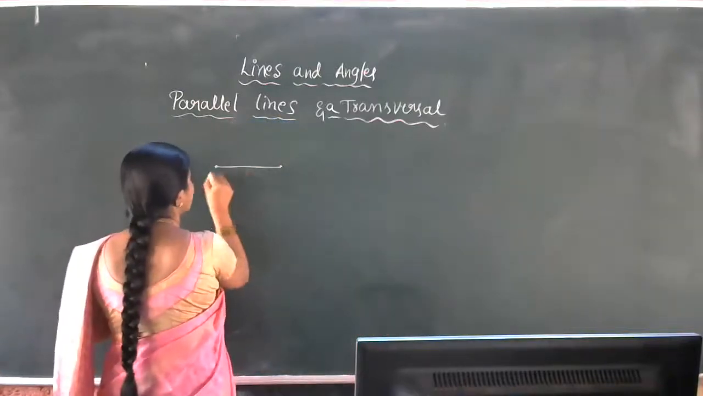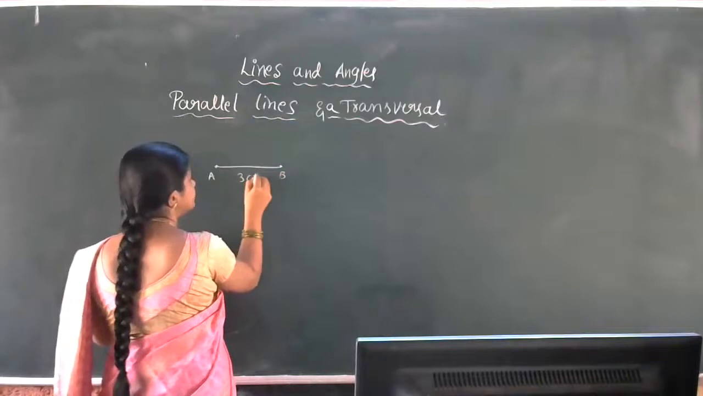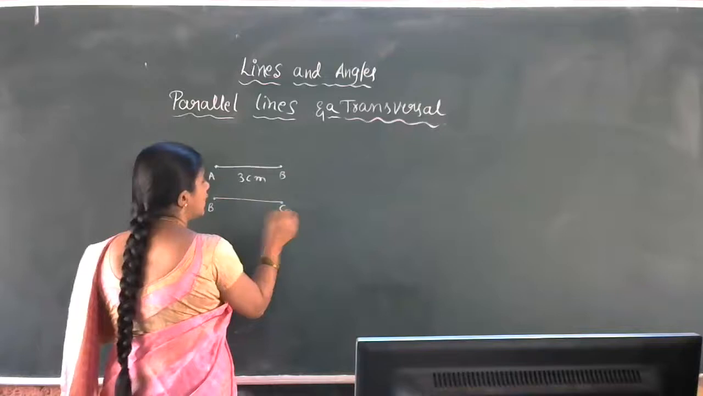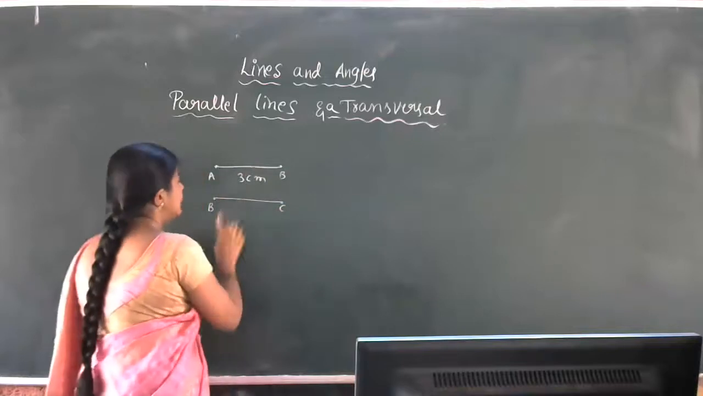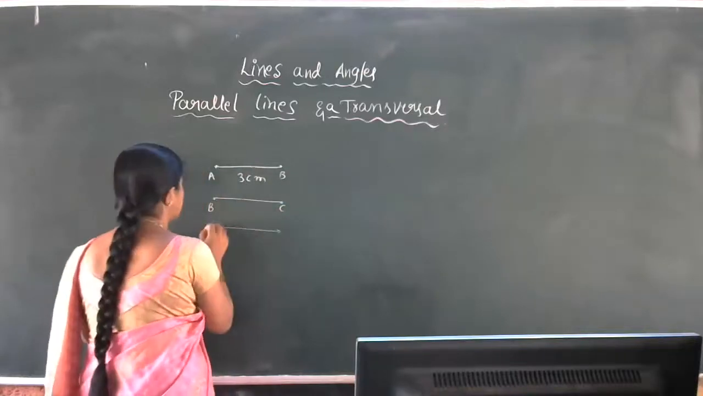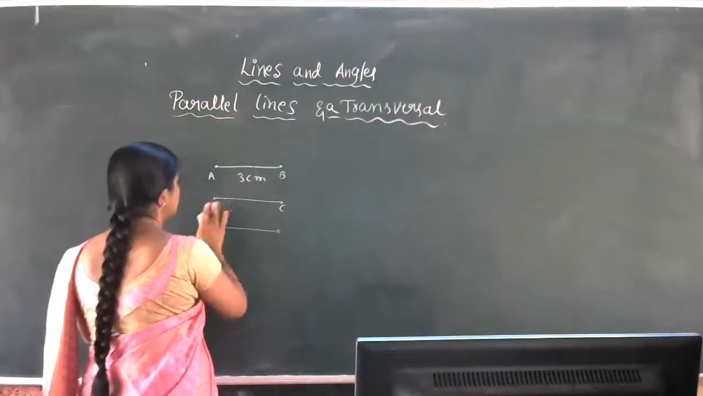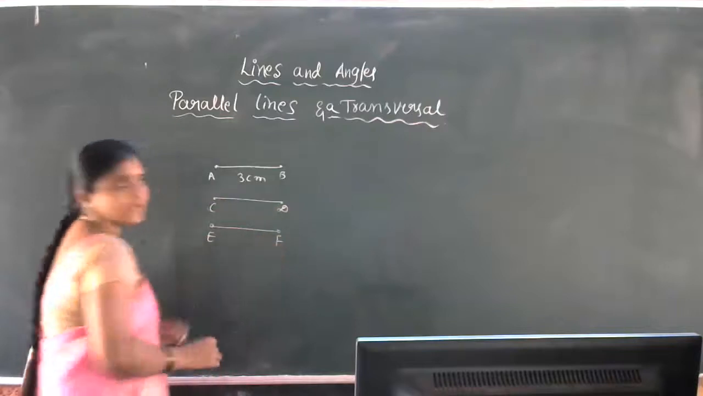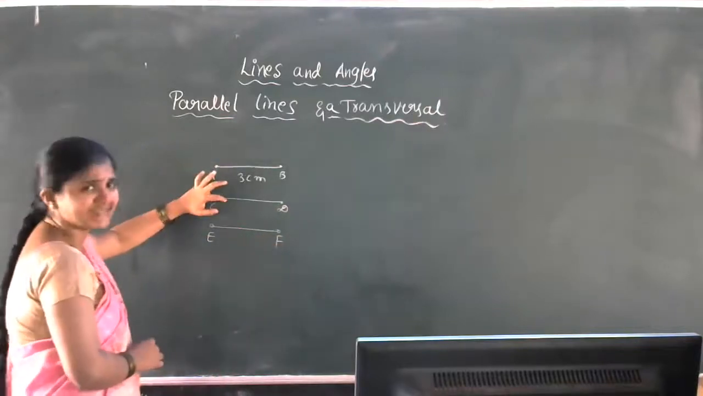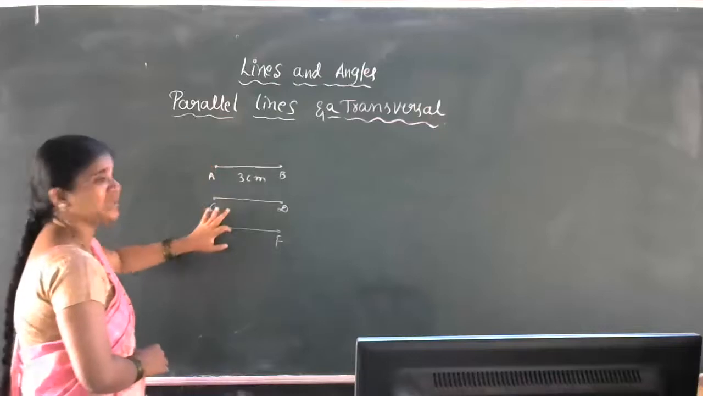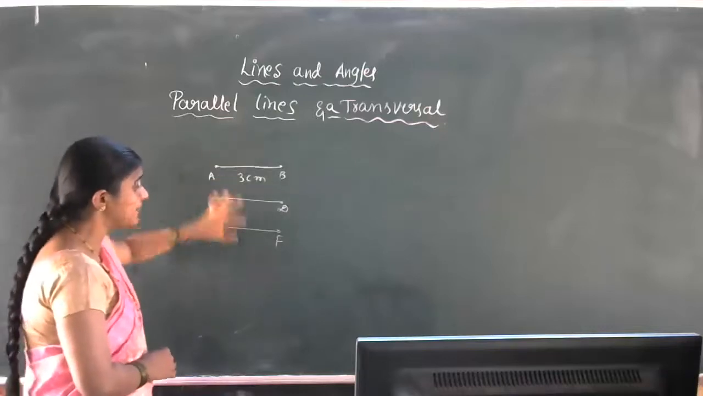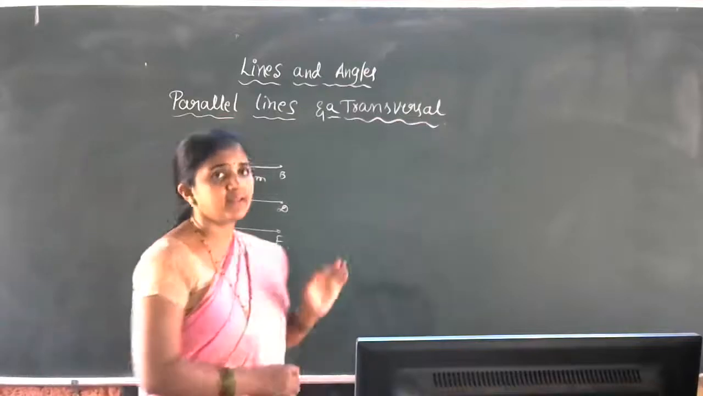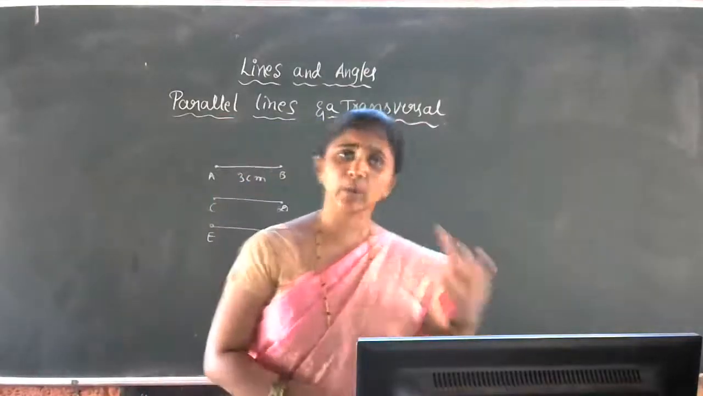AB is a line of 3 centimeters. AB is equal to BC. Okay, this AB is equal to BC. Then this BC is equal to, we'll take the name CD, okay. Then EF. See here, line AB is equal to line CD, and line CD is equal to line EF. Can we say that AB is equal to line EF? Yes, of course. According to axiom 1, things which are equal to the same thing are equal to one another.